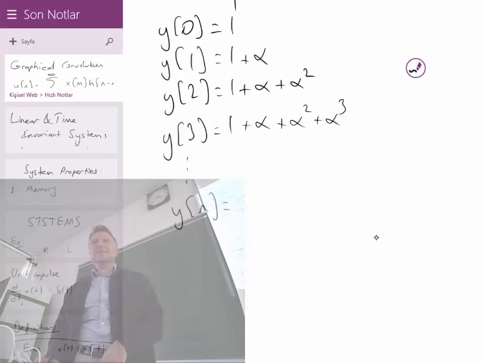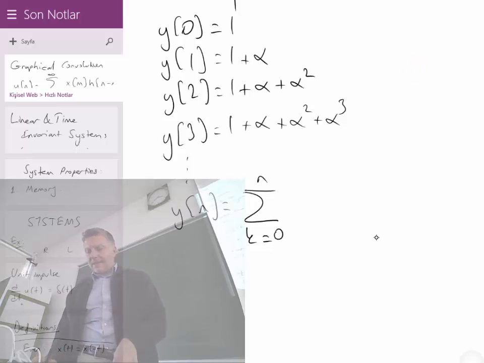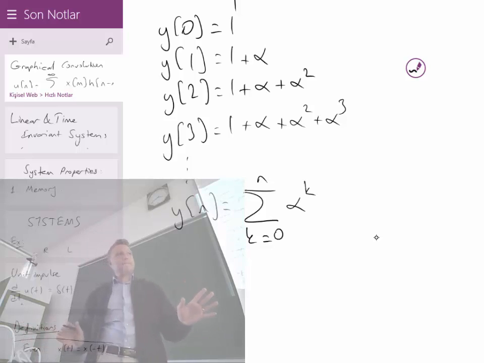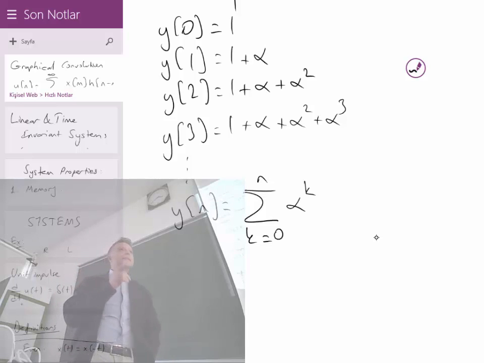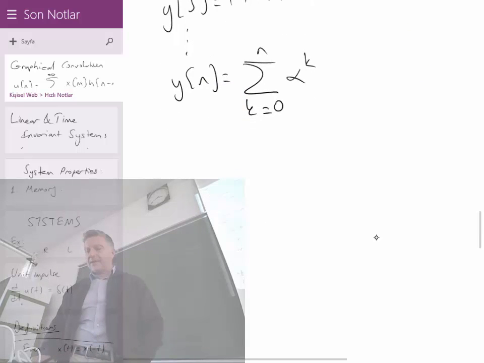Yes, let's write it in a summation form now. We need a more compact way of writing things. That is equal to the sum over k from 0 up to n of alpha to the power k. That's it. This is one of the most compact ways of writing it. It's a series summation. You may remember it from calculus.